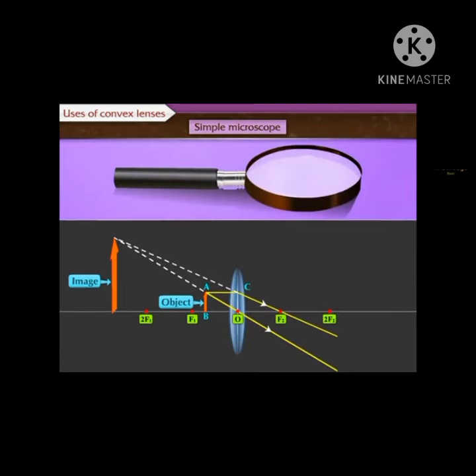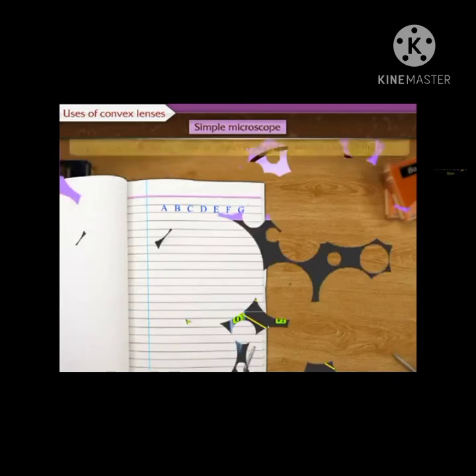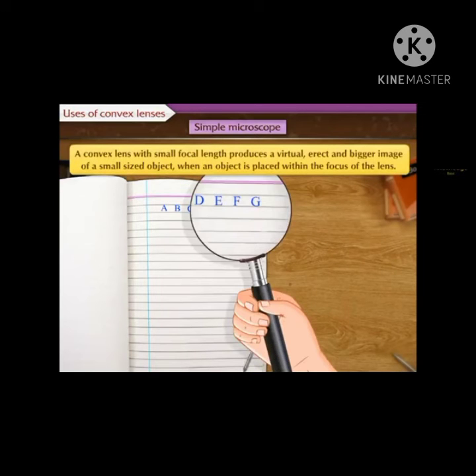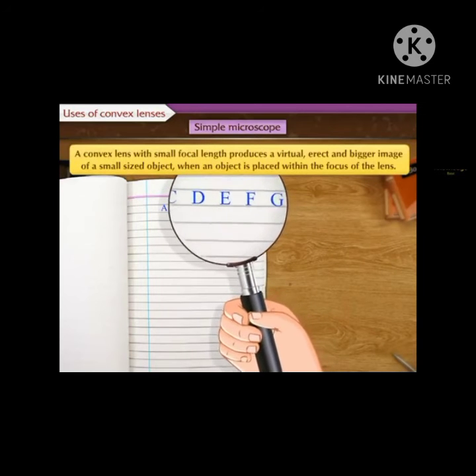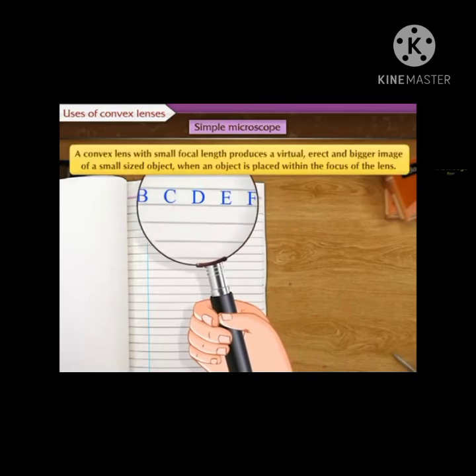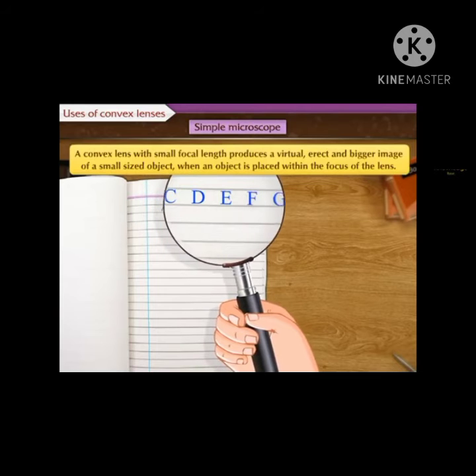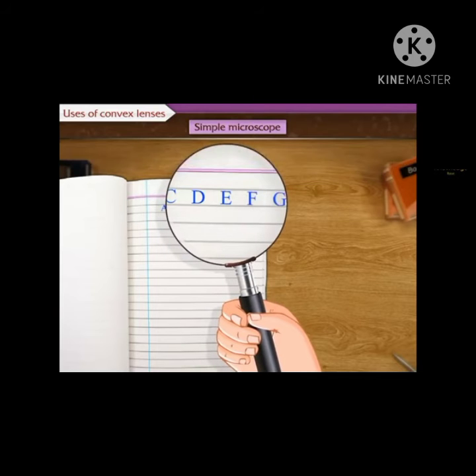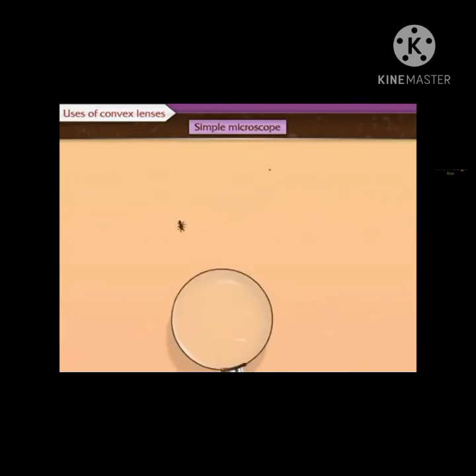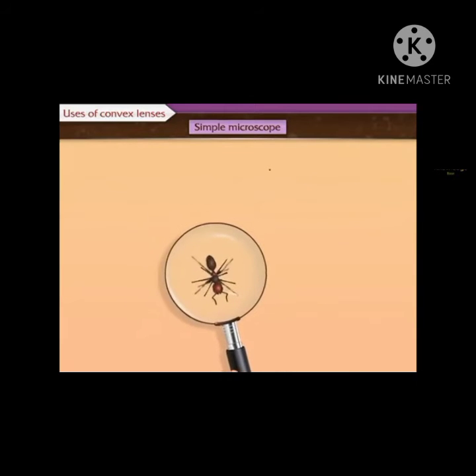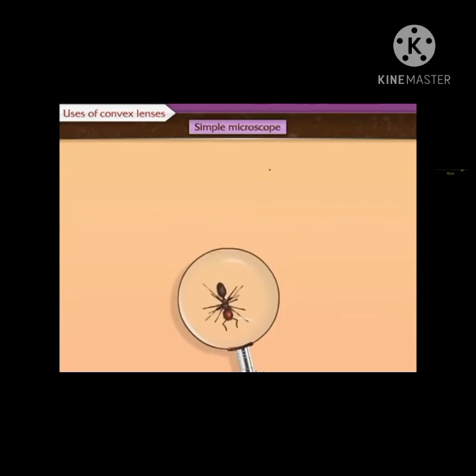A convex lens with smaller focal length produces a virtual, erect and bigger image of a small sized object. When an object is placed within the focus of the lens, such a lens is called a simple microscope or magnifying lens. One can get a 20 times larger image of the object using such a microscope.